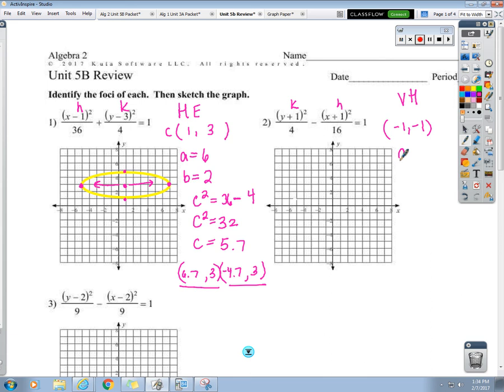Okay, so now A is, well, look at the equation of a vertical hyperbola, isn't A always on the left and B is always on the right with a hyperbola? So A would be 2 and B would be 4. Okay, so now we have enough information to sketch this vertical hyperbola. So the center is at negative 1, negative 1. So left 1, down 1.